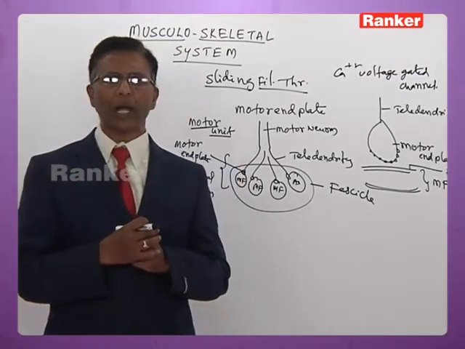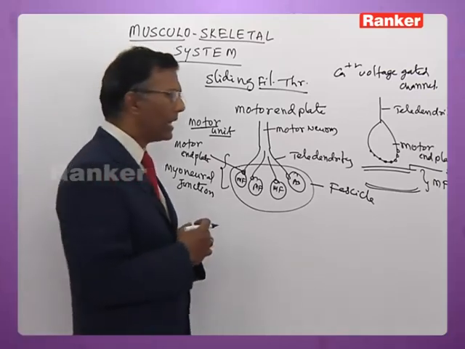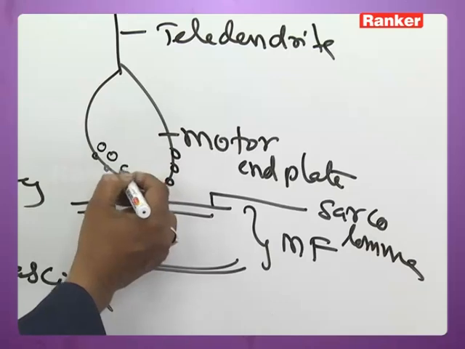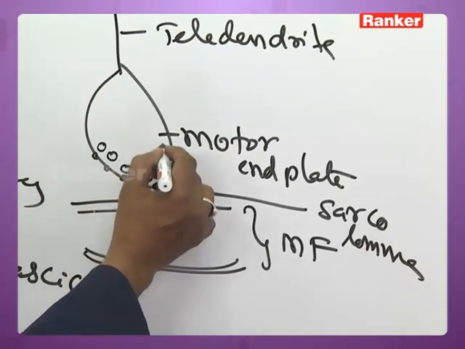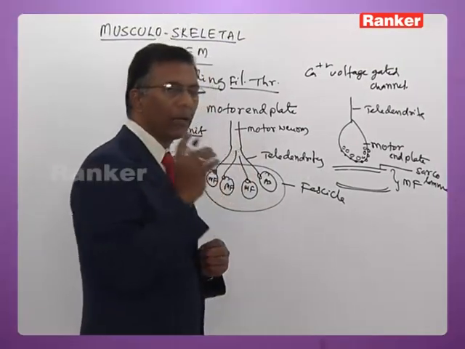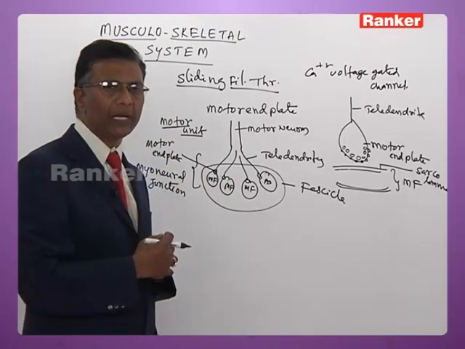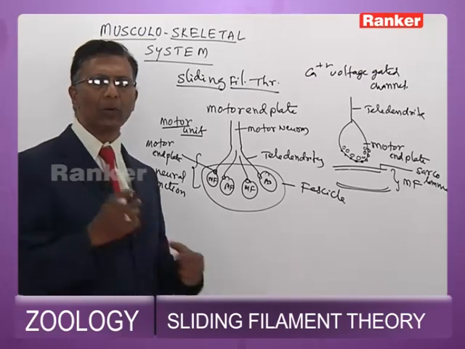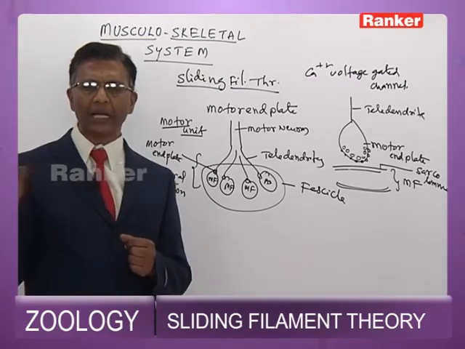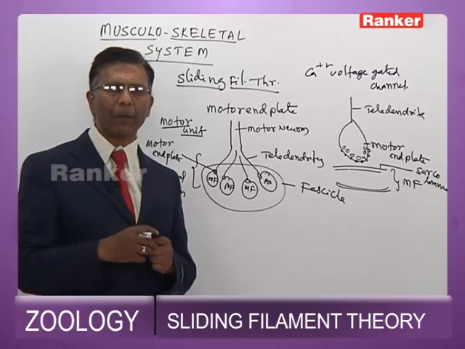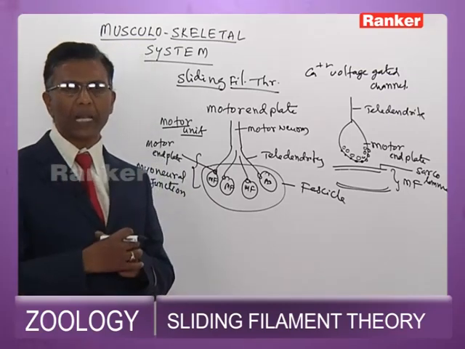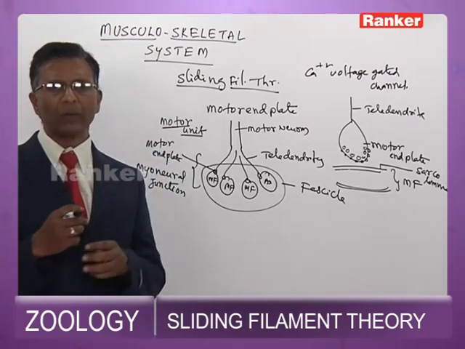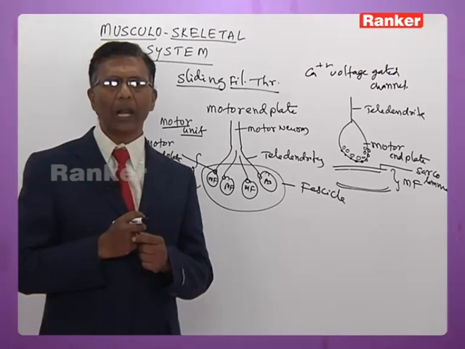They diffuse into the motor end plate in large quantities and thereby facilitate the movement of synaptic vesicles towards the presynaptic membrane. Within the motor end plate, several synaptic vesicles are present storing the neurotransmitter. So when the calcium ions diffuse into the motor end plate, the synaptic vesicles move towards the presynaptic membrane. They come in contact with the presynaptic membrane and by the exocytosis process, they discharge neurotransmitter into the myoneural junction.